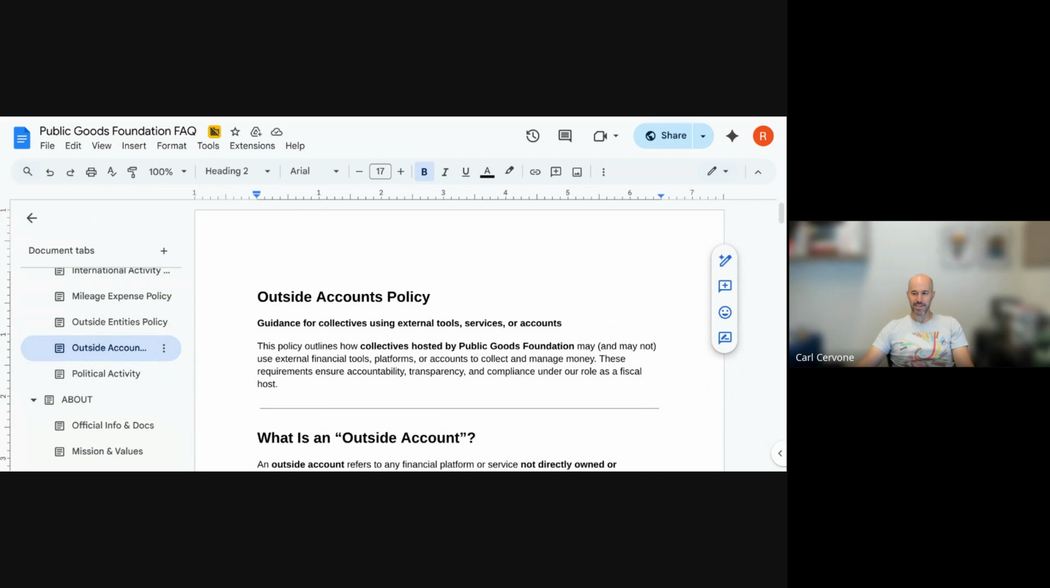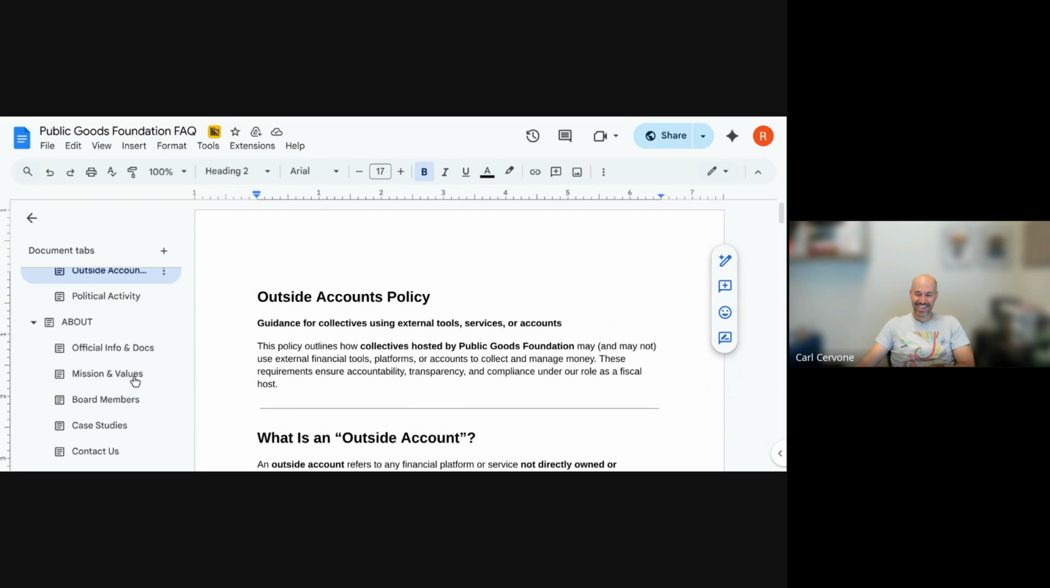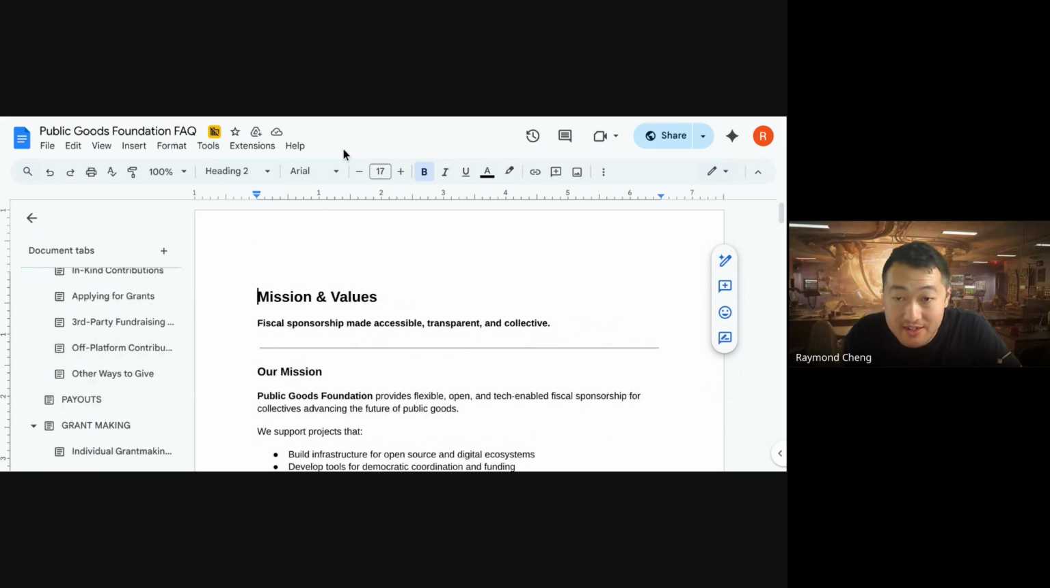On-chain political activity. What's that? What about on-chain political activity? Oh, God. Yeah, that's it. I'll keep mine short.